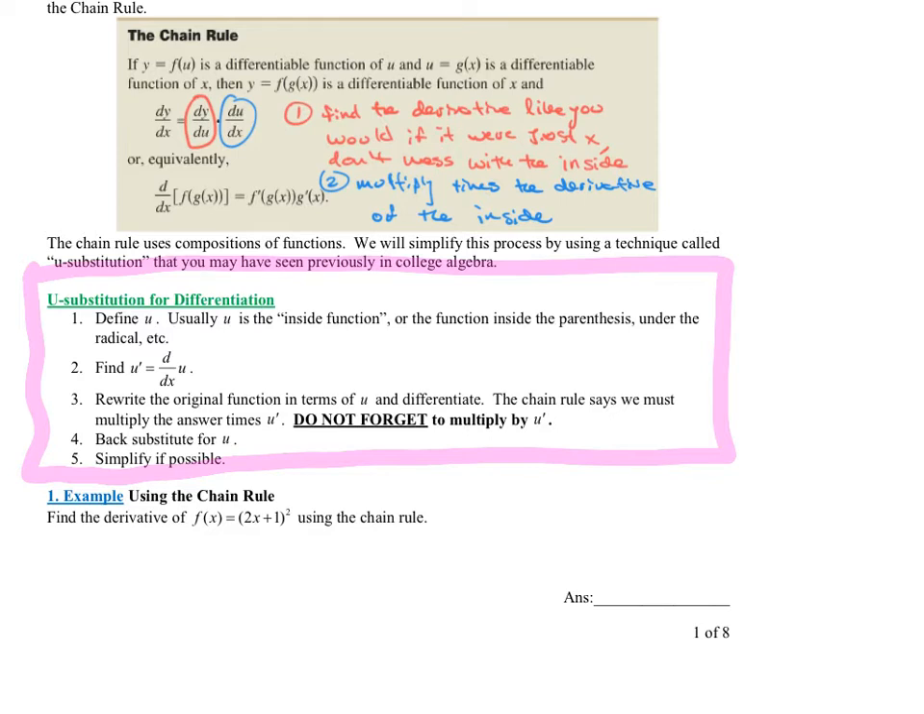Rewrite the original function in terms of u and differentiate. Then the chain rule says we must multiply by u prime. Biggest thing here is do not forget to multiply by the derivative of the inside. Do not forget to multiply by the inside. Then it says back substitute for u and simplify if possible.